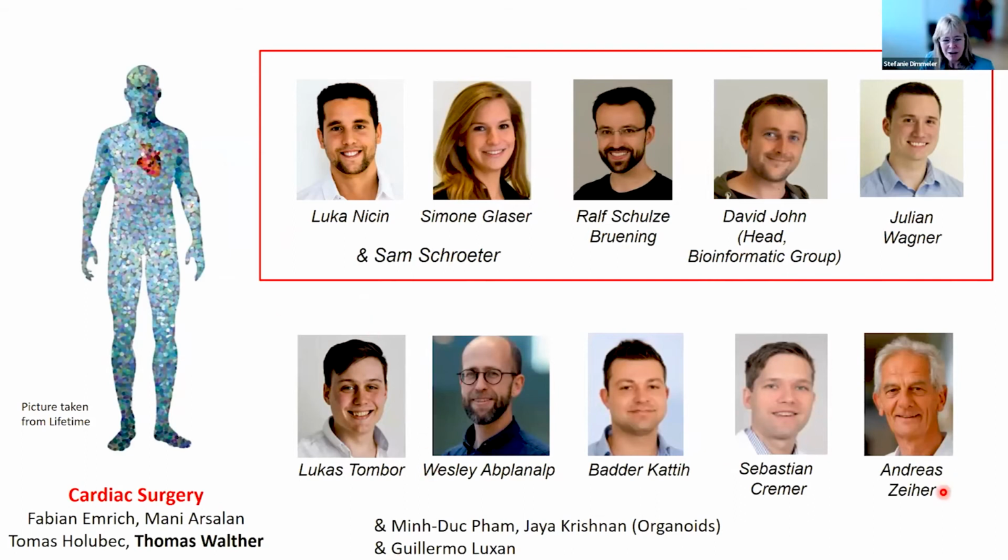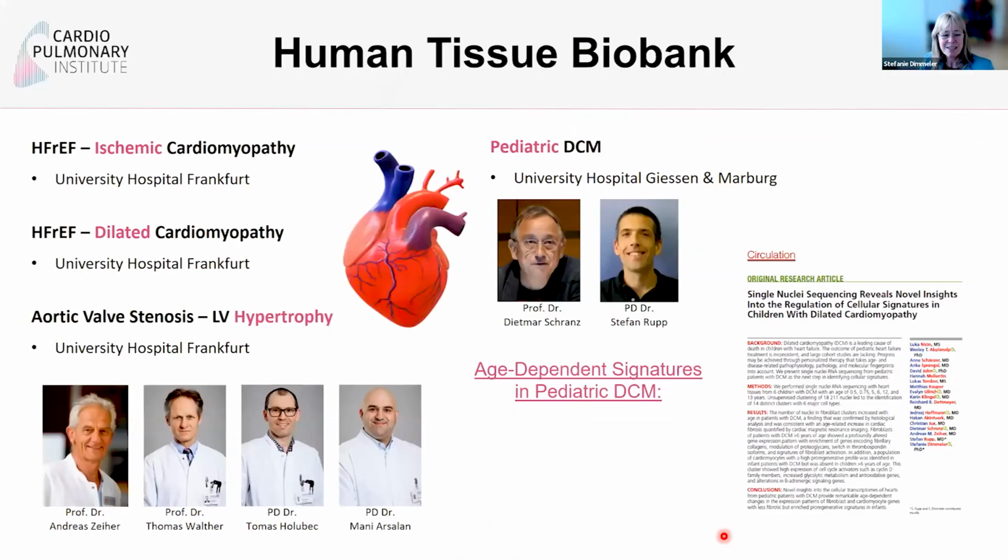And of course, our clinical team and the team of Chaya Krishnan for providing these nice organoids, as well as the hospital of Andreas Sayer and the surgical colleagues, and also our colleagues where we also study now age-dependent signatures in kids with heart failure. So just highlighting that the research goes beyond the study of adult heart failure, but we also look into children which have genetic diseases and have really a very poor life expectancy.